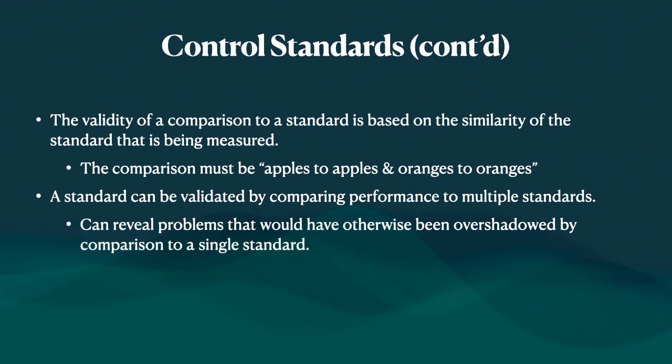Now, in order to know if a control standard is valid, it must be a comparison to a standard that is based on the similarity of the standard that is being measured. So in layman's terms, it pretty much has to be apples to apples or oranges to oranges. So the same thing needs to be compared. A standard can be validated by comparing performance to multiple standards. This can reveal problems that would have otherwise been overshadowed by comparison to a single standard.